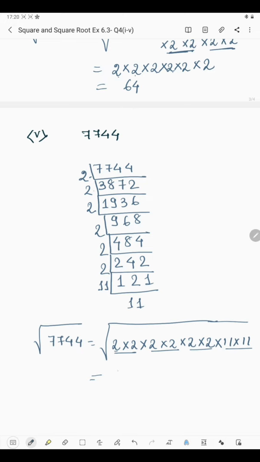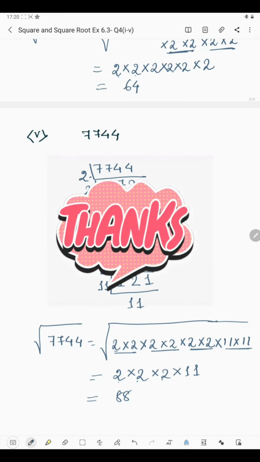So from 2 2s we'll take 1. From 2 2s we'll take 1. From 2 2s we'll take 1. And from 2 11s we will take 1. So what will be here? 2 2s are 4, 4 2s are 8, 8 11s are 88. So the square root of 7744 will be 88. Okay.